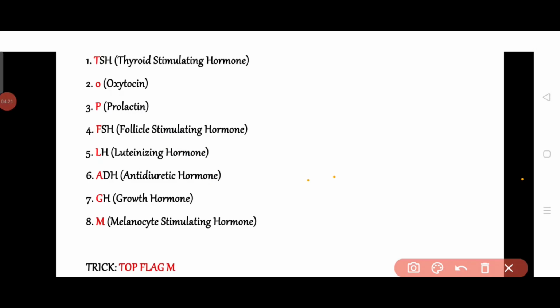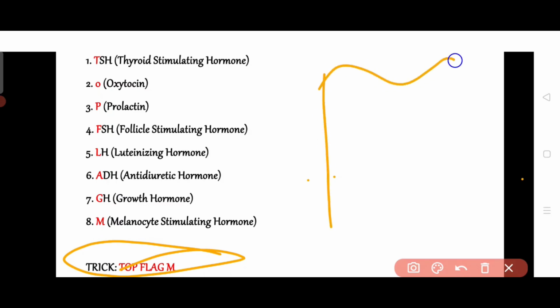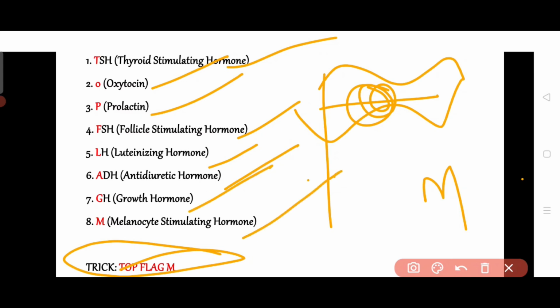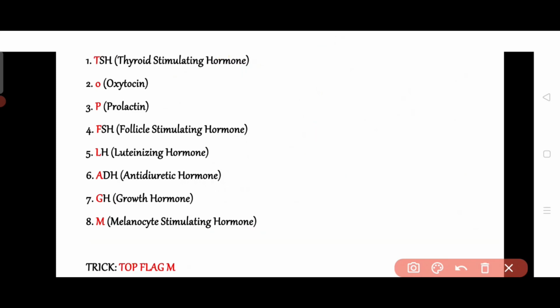Hormones secreted by the pituitary gland. How to remember all this? The trick is top flag M. Let's imagine our flag is on the top and just write M there. With this you will get all the hormones secreted by the pituitary gland: TSH, that is thyroid stimulating hormone, oxytocin, prolactin, FSH, LH, ADH, GH and M. These are follicle stimulating hormone, luteinizing hormone, antidiuretic hormone, growth hormone and melanocyte stimulating hormone.